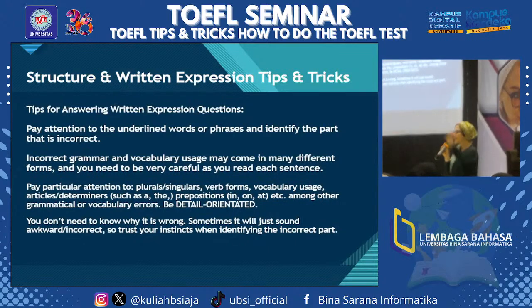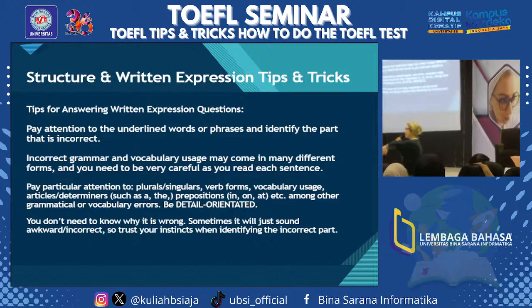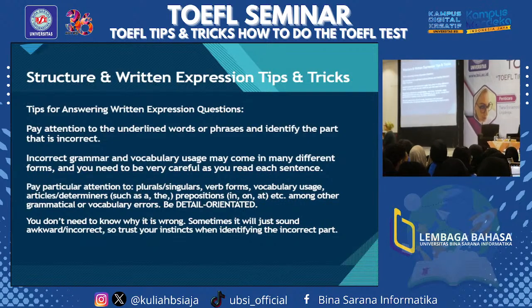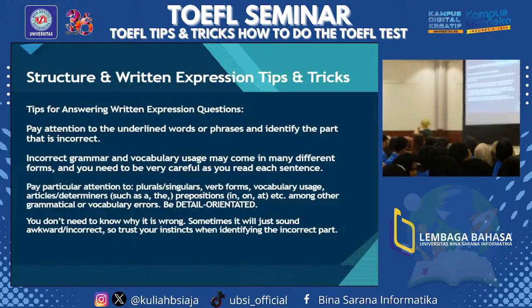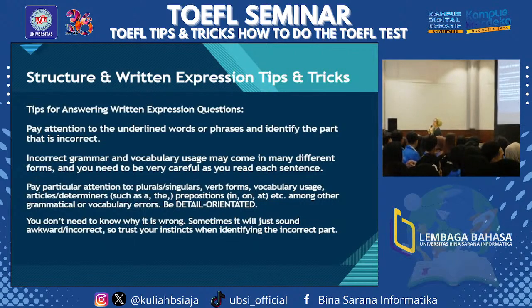All right. The second part of your structure and written test is the written expression. This one is quite tricky. You are meant to find the mistake. There is a grammar mistake in the sentence, and you need to find it. Now, you don't have to know everything about grammar in order to find the mistake. Often, it just doesn't sound quite right. You don't need to know why. You just need to know what part doesn't sound quite right.